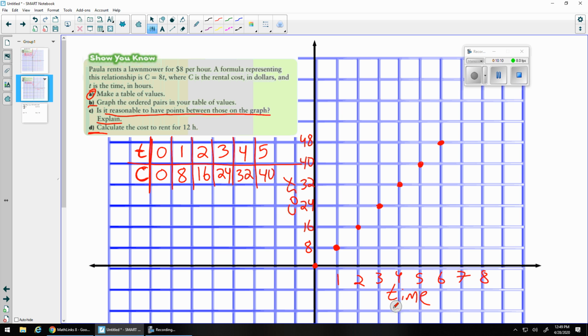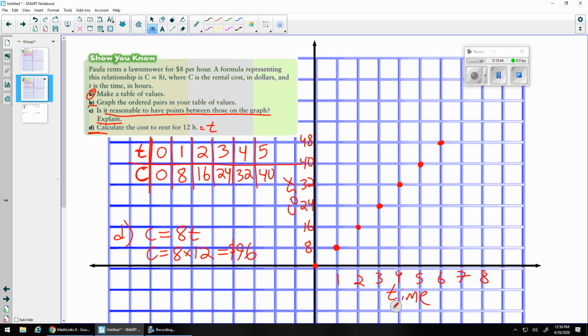So D, calculate the cost to rent for 12 hours. Well, the hours would be the time, so that'd be what T is equal to. So we can actually just put this into our equation. If we're solving D, C is equal to 8T. Well, if T is equal to 12, the cost would be equal to 8 times 12. Well, 8 times 10 is 80. 8 times 2 is 16, so that would be 80 plus 16 is 96. So it'd be $96 to rent it for 12 hours.